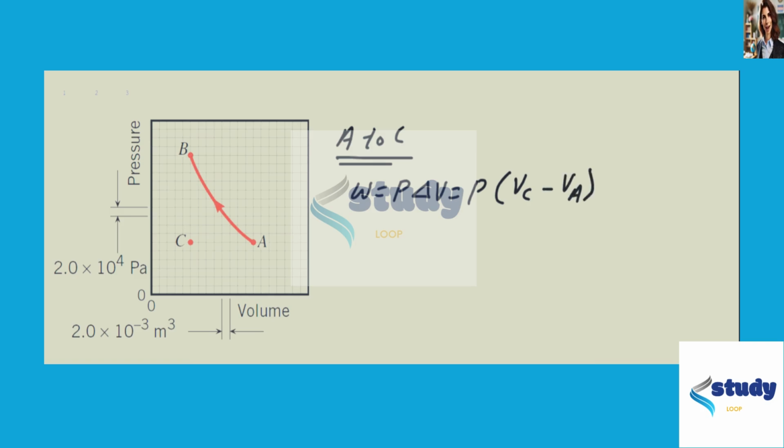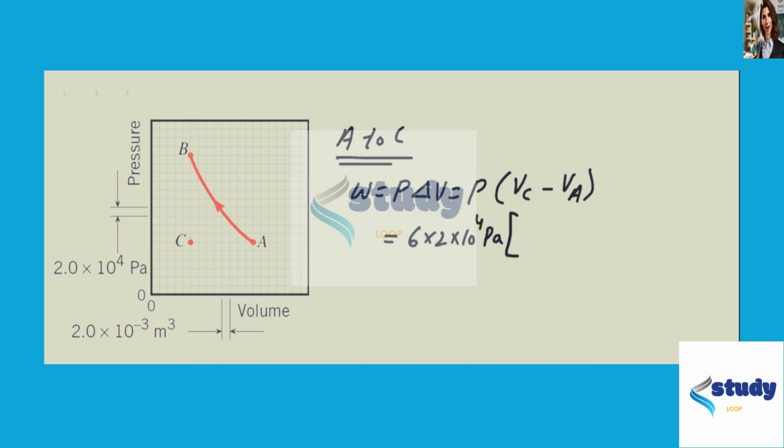Here pressure is up to point A. There are 6 squares on pressure axis, and each square shows 2 times 10 to the power 4 Pascal. So pressure of point A as well as pressure of point C will be equal to 6 times 2 times 10 to the power 4 Pascal into volume of point C.